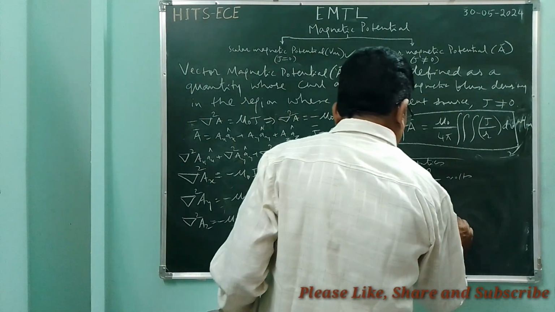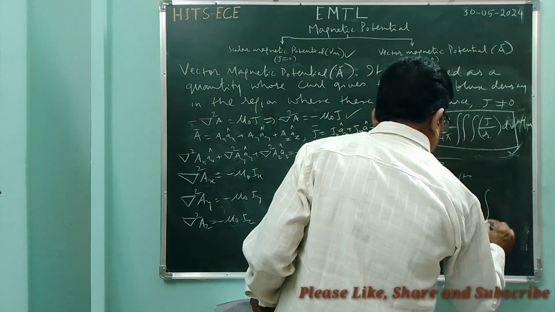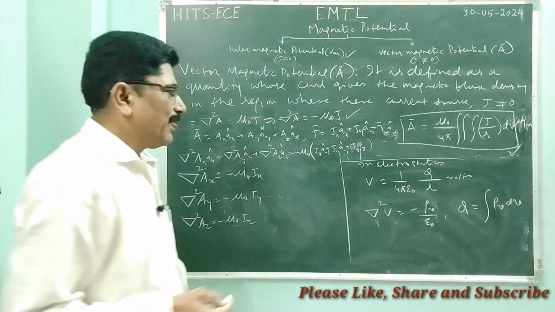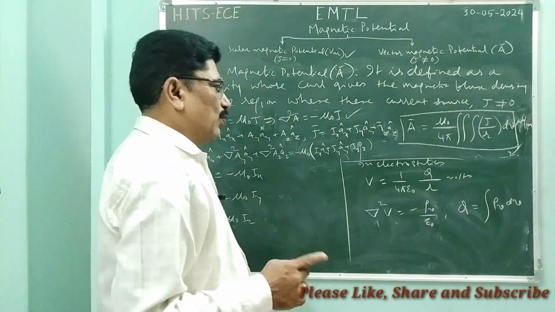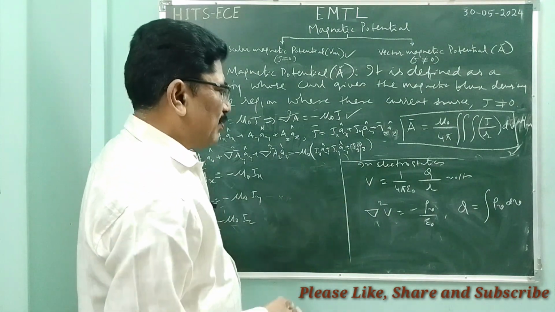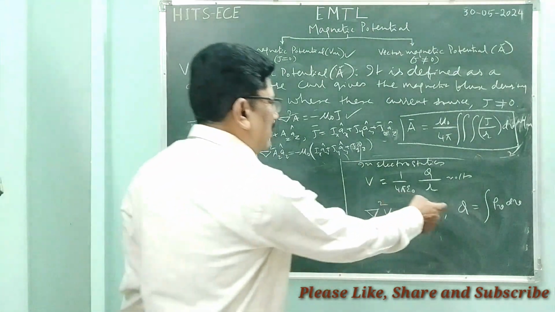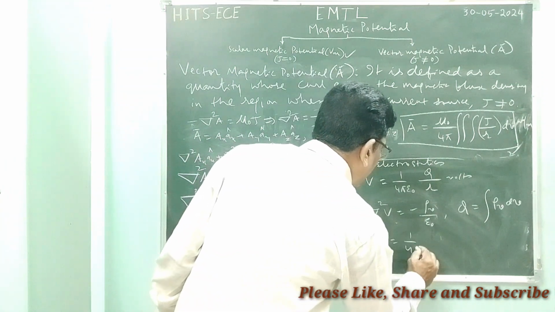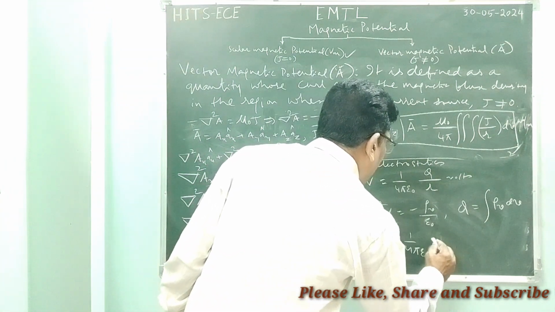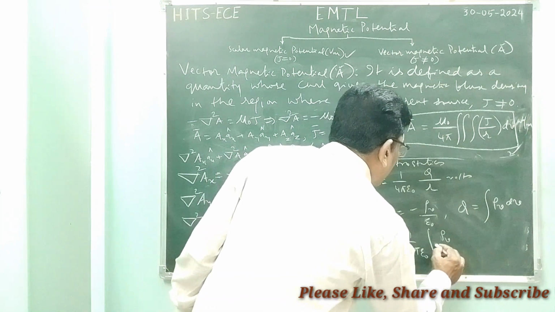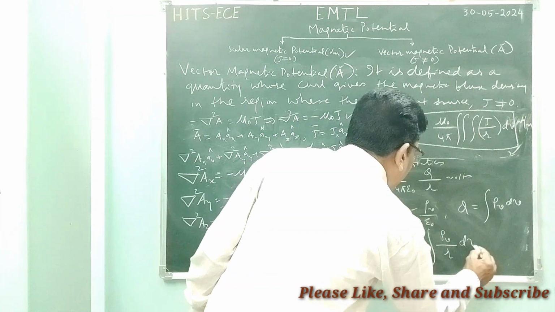And Q is equal to integral rho V dV, where rho V is the volume charge density. Integrating this with respect to volume, you will get the charge enclosed by the surface. This can be substituted here. So V is equal to 1 by 4 pi epsilon integral rho V by R dV.